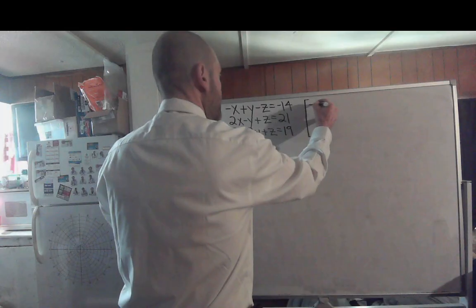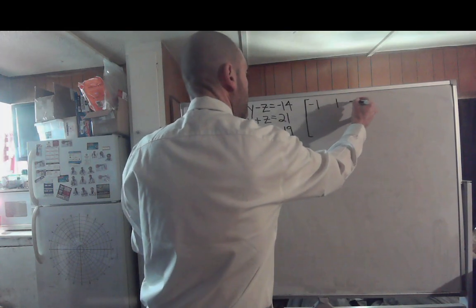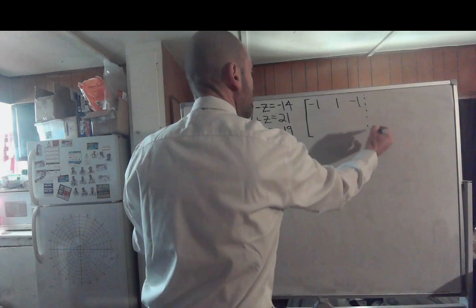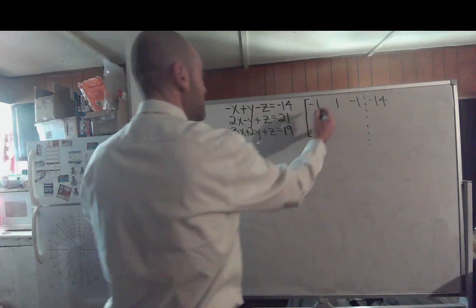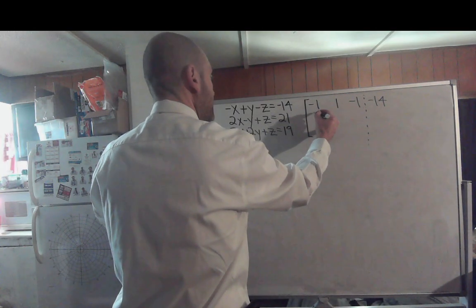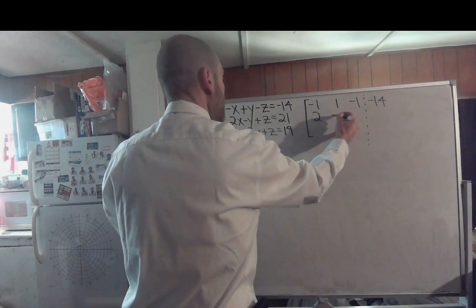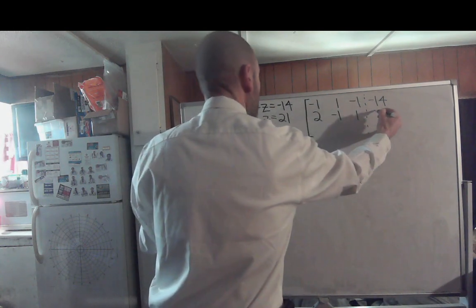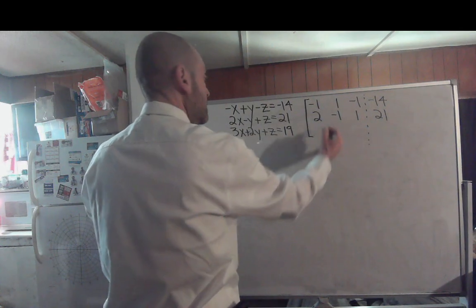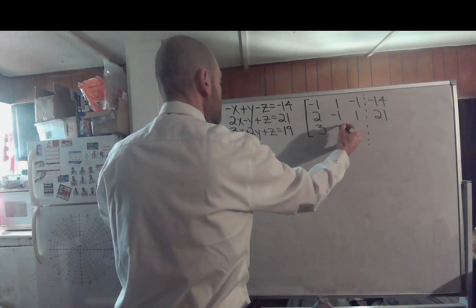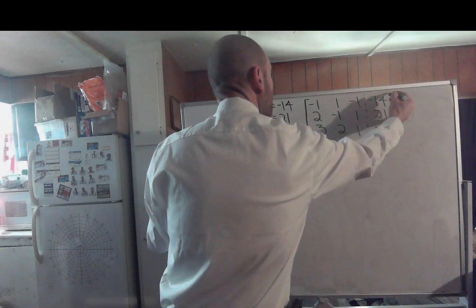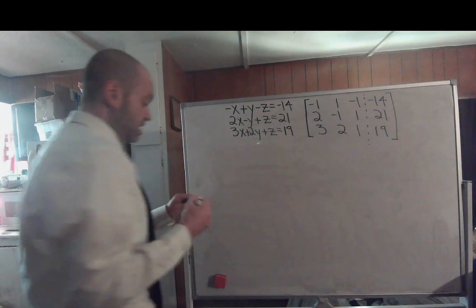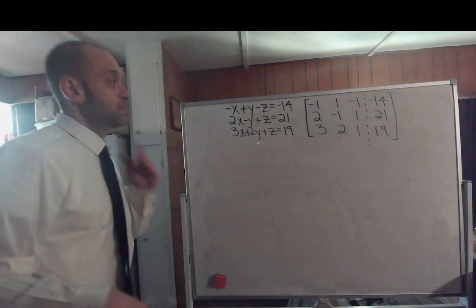So you'll have negative 1, 1, negative 1, negative 14. Then you'll end up having 2, negative 1, 1, 21. Then you'll have 3, 2, 1, 19. Alright, so there's your augmented matrix.